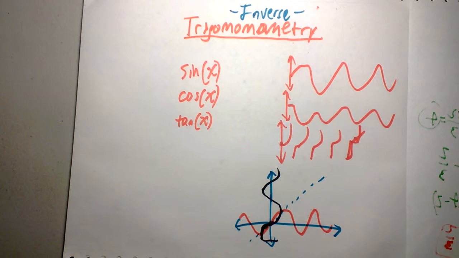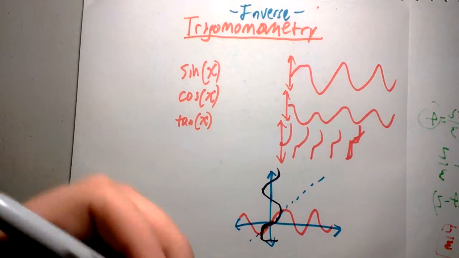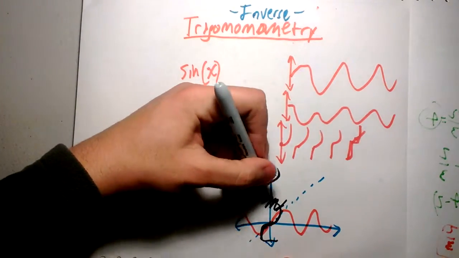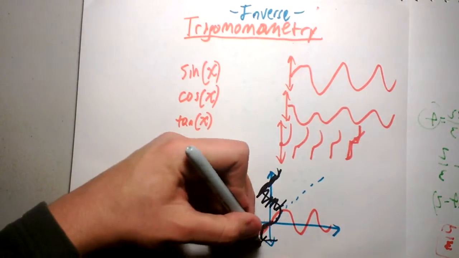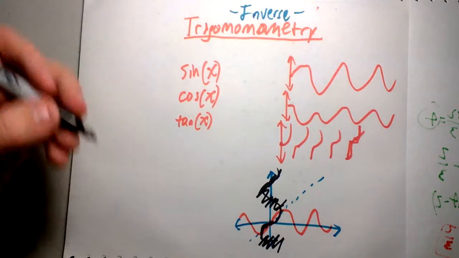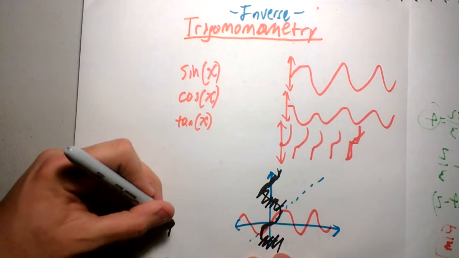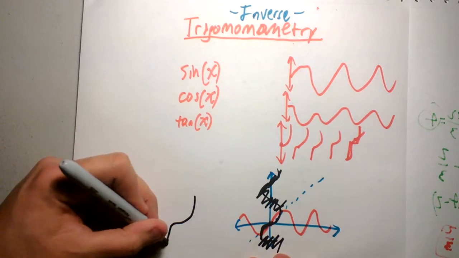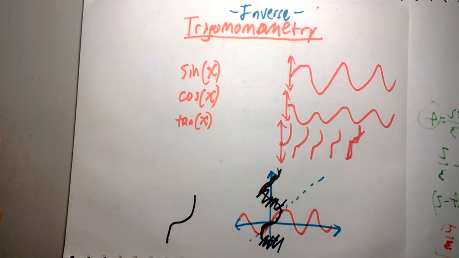Except the way we define it is we don't care about all this mess because this stuff overlaps. And we don't care about all this mess because this stuff overlaps. So we graph inverse sine as just this. All right, and that's what inverse sine looks like.